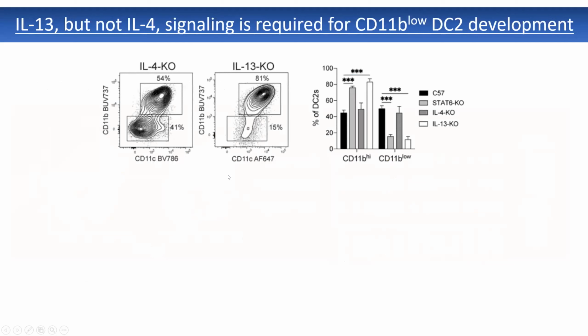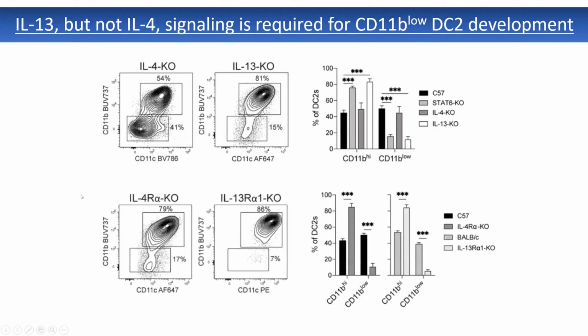As STAT6 is activated through IL-4 and/or IL-13 signaling, we next wanted to understand the upstream regulators of STAT6. And so we looked at our type 2 dendritic cells in IL-4 knockout or IL-13 knockout mice, and we observed that at the steady state, IL-13 knockout mice showed a deficiency for this population, but IL-4 knockout mice did not, indicating that at the steady state, IL-13 activates STAT6 signaling and leads to the differentiation of this cell population, whereas IL-4 is not relevant in the steady state context.